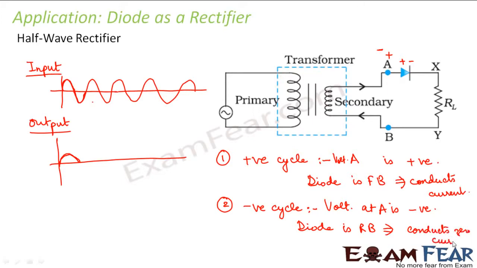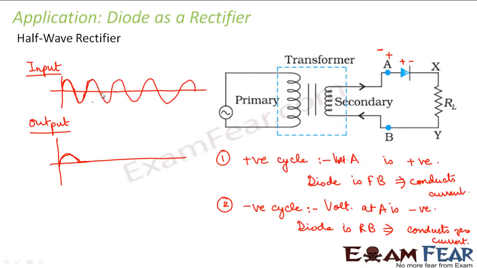Why zero current? You might say that even during reverse bias there was a drift current which flowed, right? But the drift current is very small. That is what we saw from the VI characteristics of the diode, that the reverse saturation current is very, very small until we reach the breakdown voltage. Right now we are not talking about the breakdown voltage. So when the negative cycle is applied, the voltage at A is negative, the diode is reverse biased, and therefore it will not conduct any current. So the current will be zero for the negative cycle.